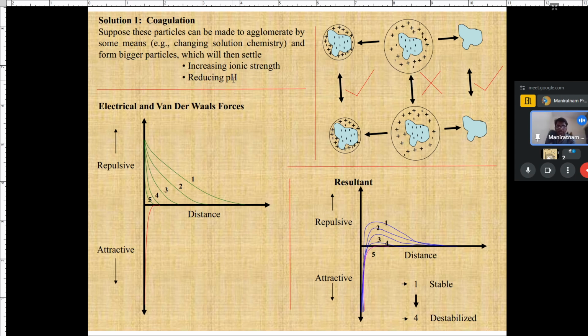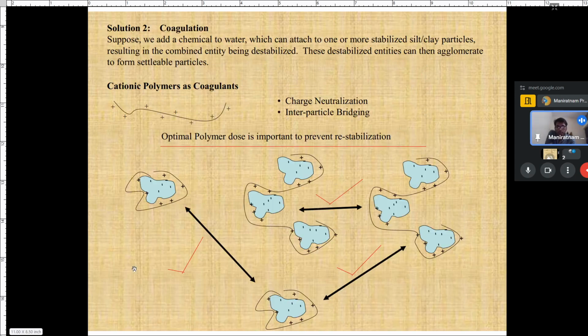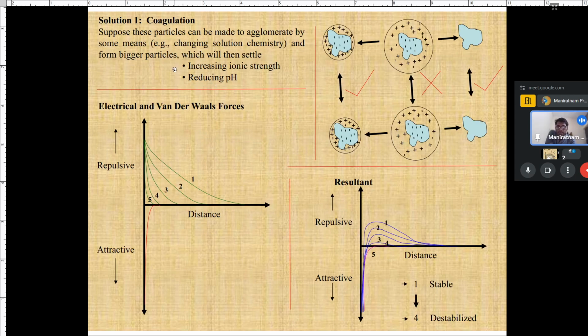Okay, by the addition of some chemicals we are doing that. I hope this electrical and van der Waals force is very clear to you. You can see how this happens when we add some chemicals. Here they are talking about different methods of coagulation, either by reducing ionic strength or increasing ionic strength, where we are increasing the charge, or by reducing pH.